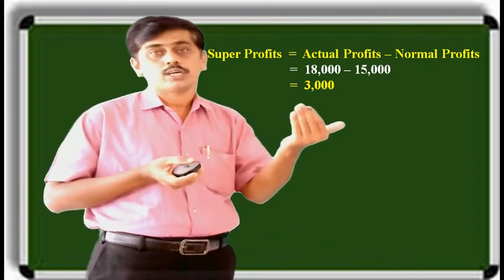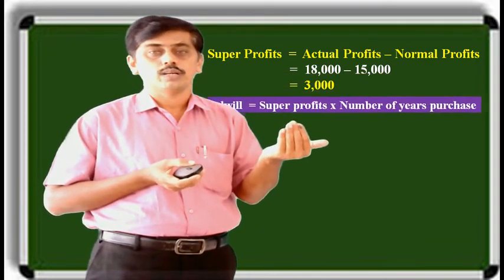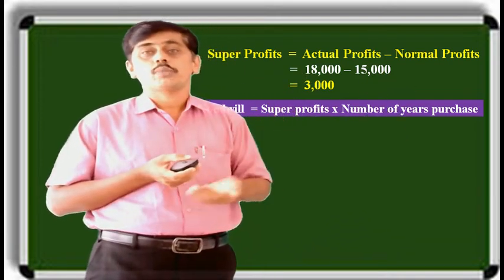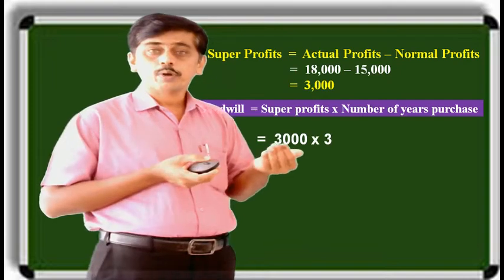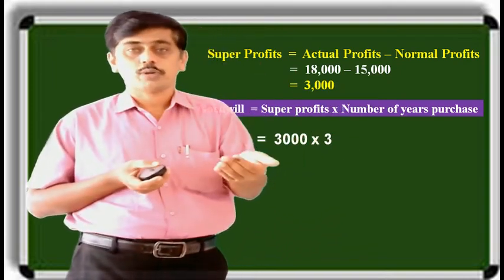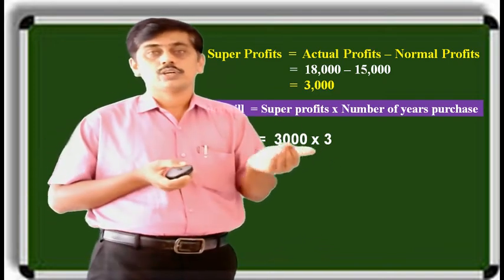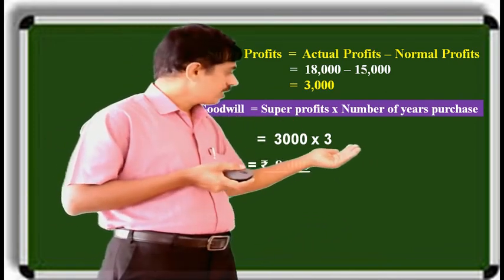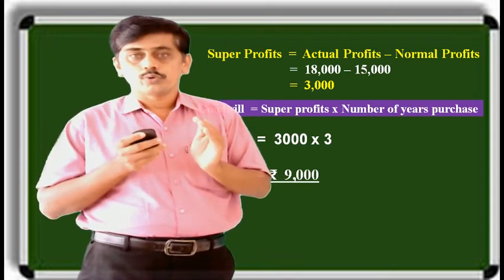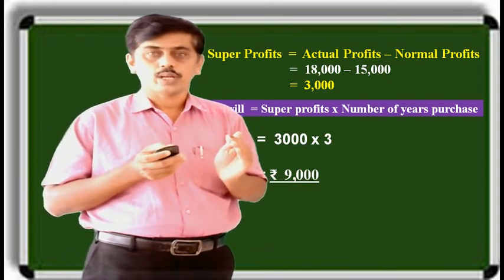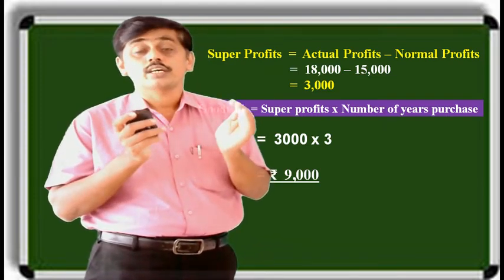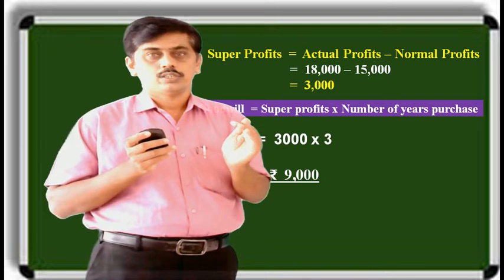Now we have to ascertain the value of goodwill. Goodwill equals, we know, super profits into number of years purchased. Super profits are 3,000, and the number of years purchased is 3 here. 3,000 into 3 comes to 9,000. 9,000 is the value of goodwill. This is how goodwill value is to be ascertained under the super profits method.